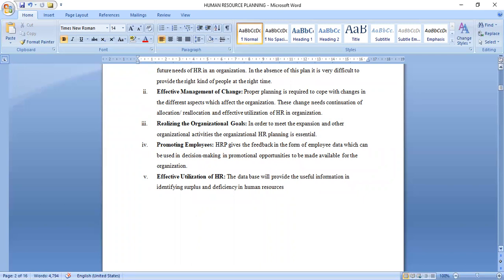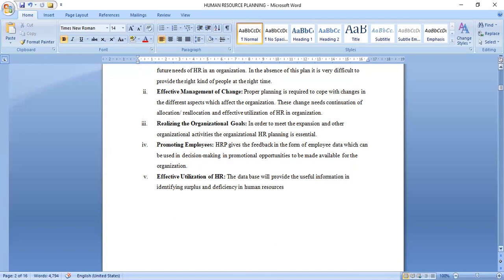Then also human resource planning is aimed at realizing organization goals. For example, you may find different organizations have different goals. Some of them have a goal of profit maximization, others have a goal of sales maximization, others aim at growth maximization, shareholders maximization, stakeholders maximization, output maximization, and so on, right?